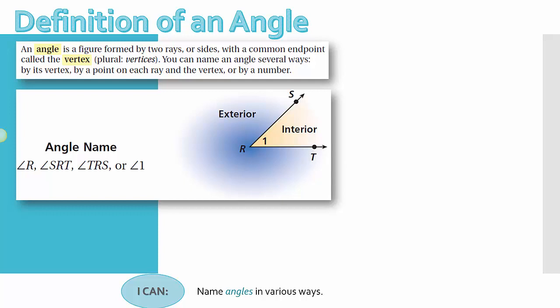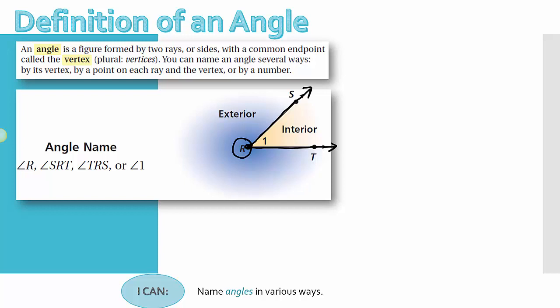There are several ways that you can name an angle. You see our angle here is made up of two rays. It's made up of ray RS and ray RT that meet at a common endpoint called our vertex. So R is our vertex. The interior of the angle is all of the space between the two sides, and the exterior of the angle is everything on the outside.